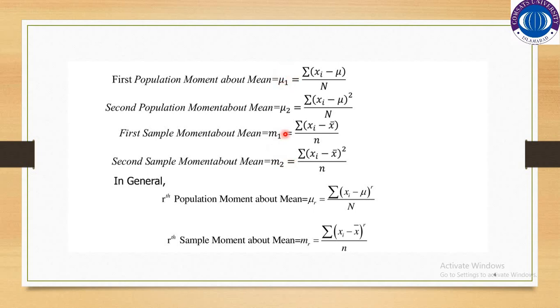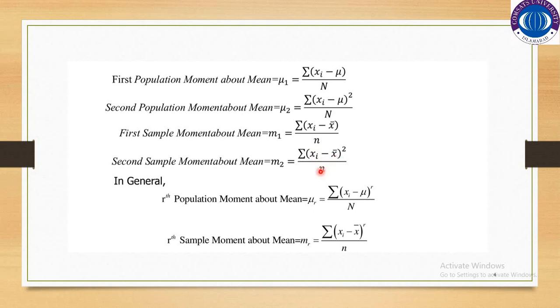So m1 will be equal to summation (x minus x bar), since instead of mu the sample statistic is x bar, and instead of capital N the corresponding is small n. So this is the first sample moment about the mean, m1. Second sample moment about the mean, m2, is equal to summation (x minus x bar) whole square over n.